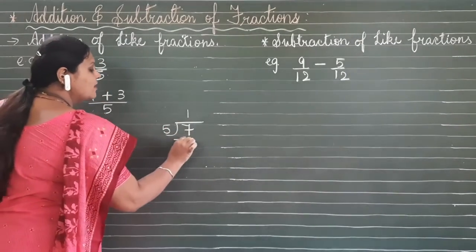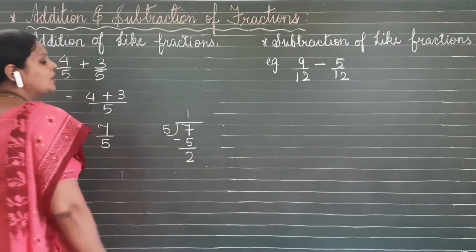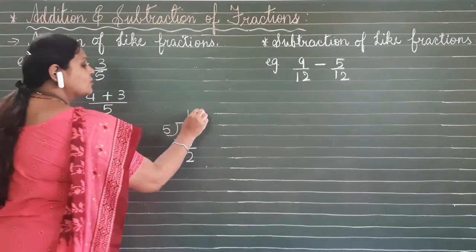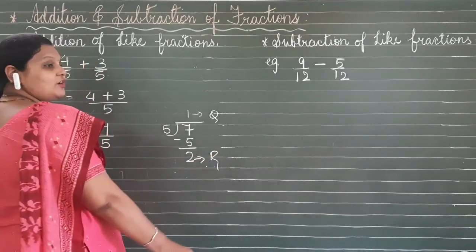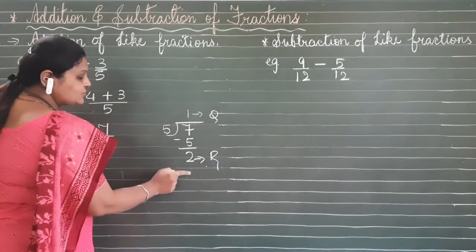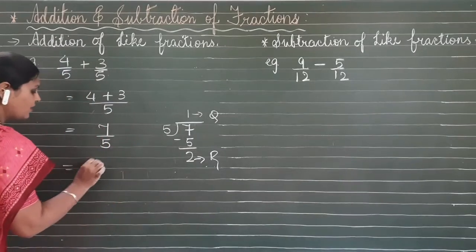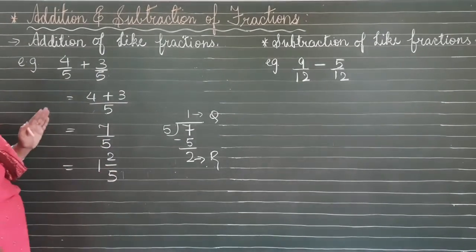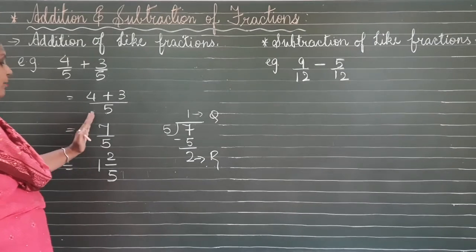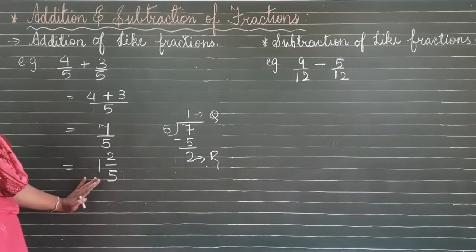5 ones are 5. 2. Now 1 is quotient. This is remainder. So we will start with quotient. 1 integer 2 upon 5. So it is necessary to convert improper into mixed.